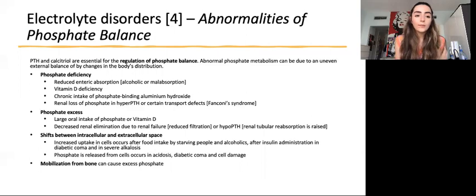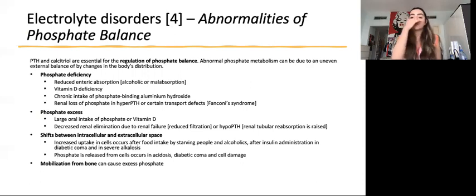Abnormal phosphate metabolism can also be just due to an uneven distribution of phosphate. Now, the phosphate deficiency can be from reduced enteric absorption, such as in alcoholics or malabsorption, vitamin D deficiency, chronic intake of phosphate binding aluminum hydroxide, or renal loss of phosphate in hyperparathyroidism or certain transport defects, such as Fanconi syndrome. While phosphate excess can be due to increased intake of it, or increased vitamin D, or decreased renal elimination from renal failure or hypoparathyroidism.